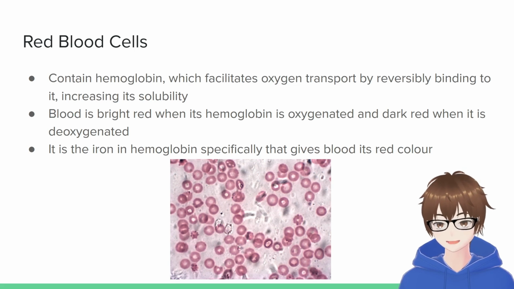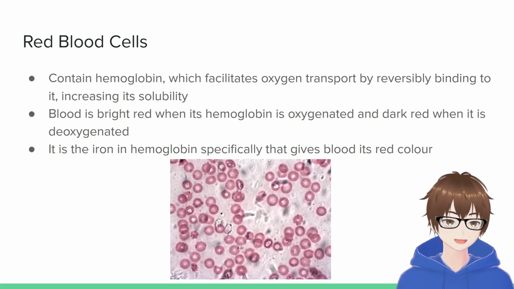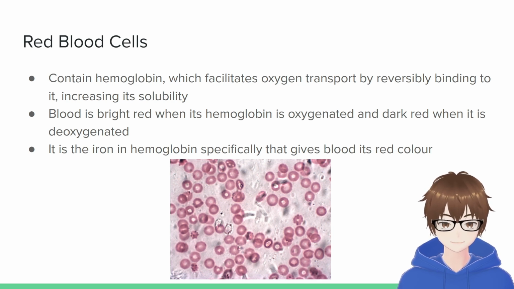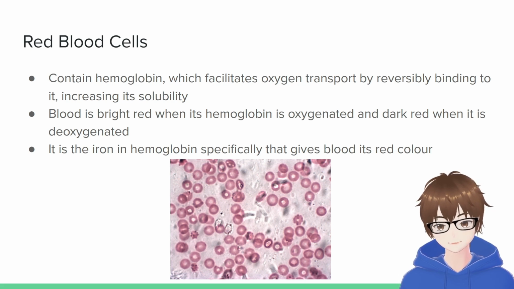So, let's go ahead and talk about our red blood cells a little bit more. Red blood cells contain hemoglobin, which facilitates oxygen transport by reversibly binding to it and increasing its solubility. So, basically, hemoglobin just makes it so that your red blood cells can transport oxygen. They bind to the oxygen, and then they unbind when they need to get rid of it.